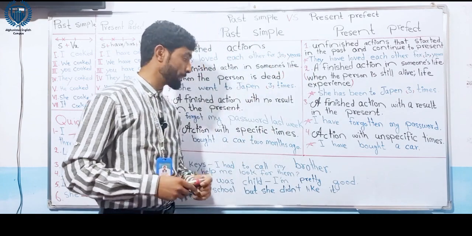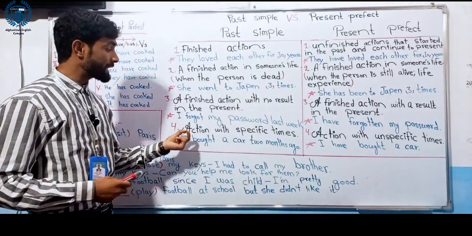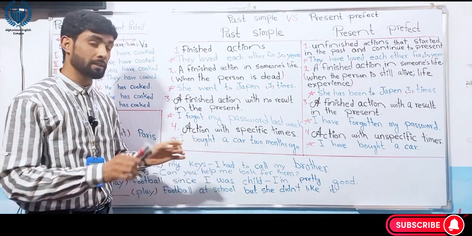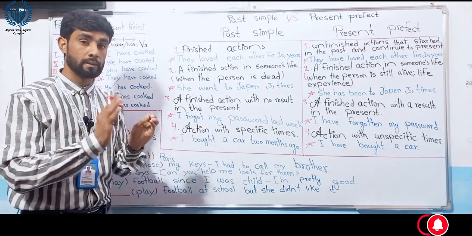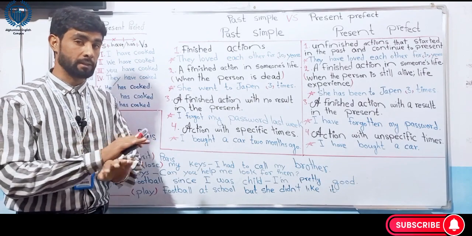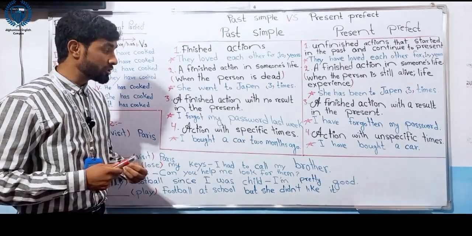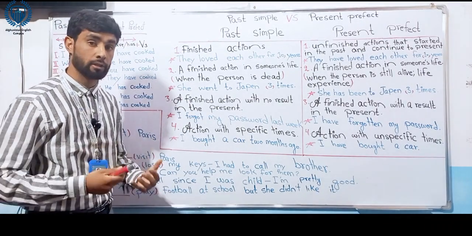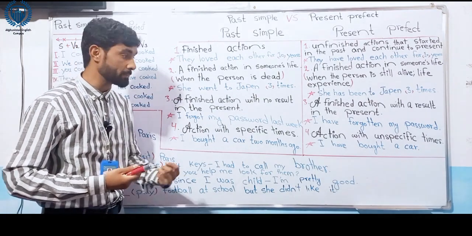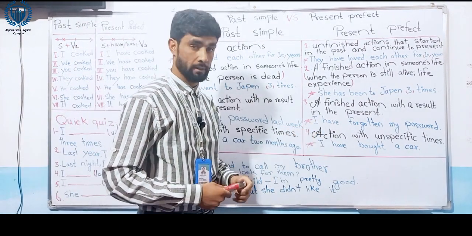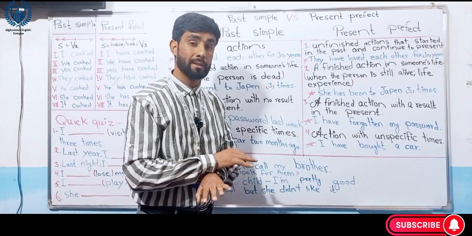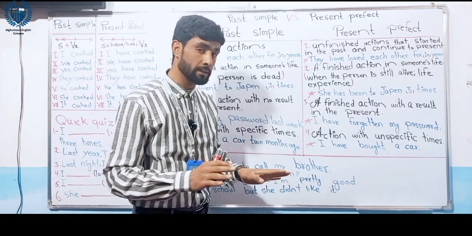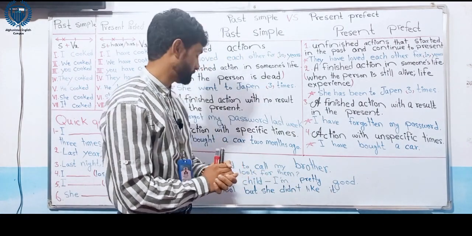Hope it's clear. The next difference: action with specific times. This is the biggest difference between simple past and present perfect. The actions are always specific according to the time in the simple past tense. The actions are always unspecific, not clear, in present perfect.